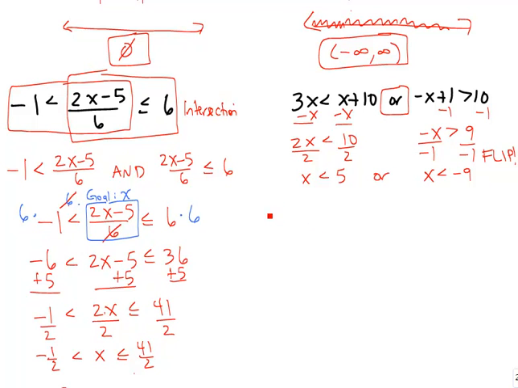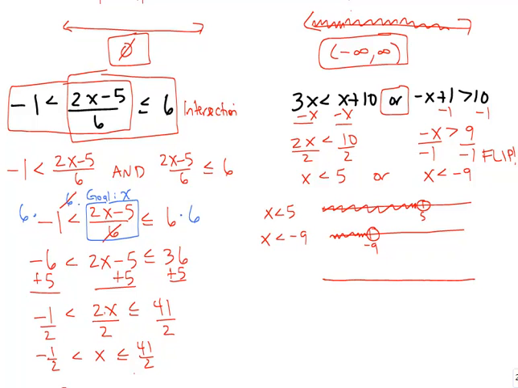So to figure out our final solution, you need to graph each of these individual inequalities and take their union. So we have x less than 5, open circle around the 5, less than, shades to the left, and then x less than -9, -9 would be over here to the left, open circle, less than, shades to the left.